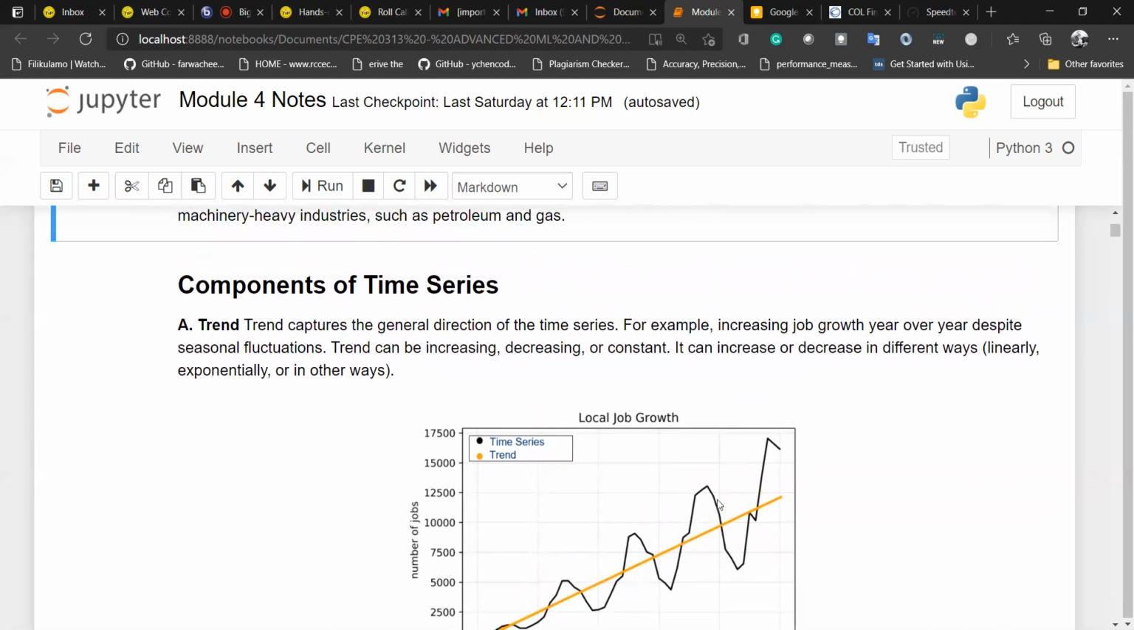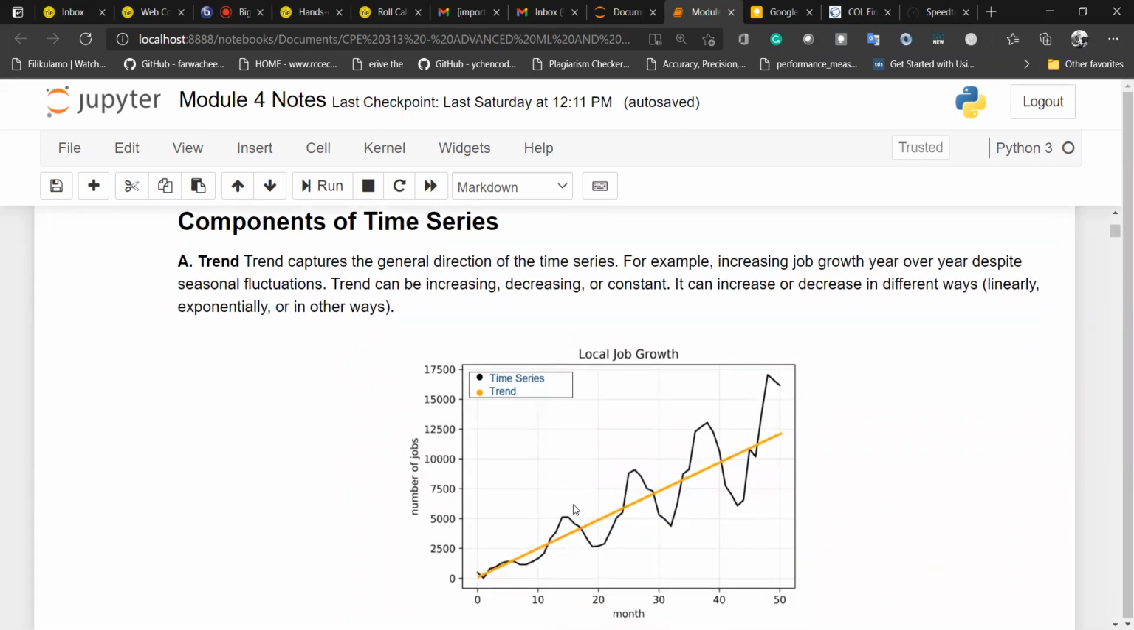For example, here you can see in this part there is a growing or increasing job growth year over year despite seasonal fluctuations. Of course, in some parts of the months there are fluctuations, but you can see the trend seems to go uptrend, no? It's increasing, no? So you can basically see whether the trend is increasing, that's an uptrend, or decreasing, or what we call the downtrend, no? It can also be a constant trend, meaning there is a steady direction.